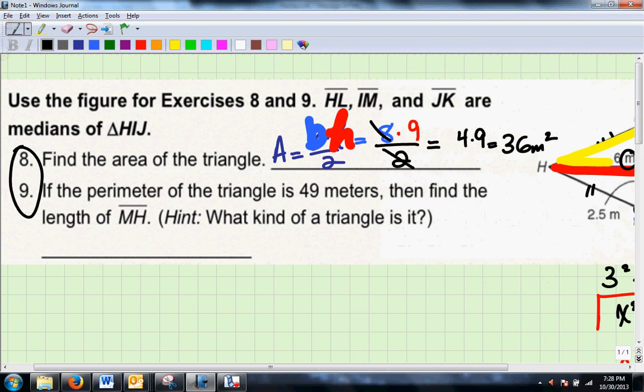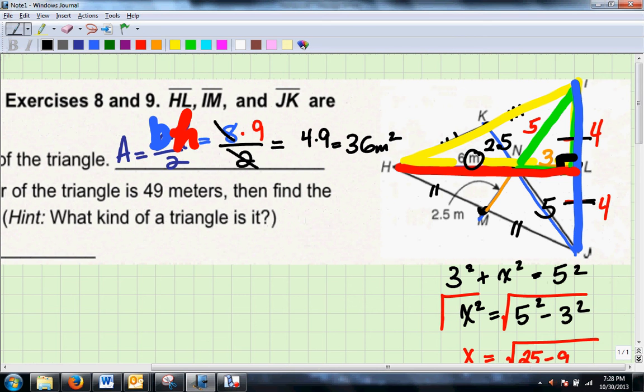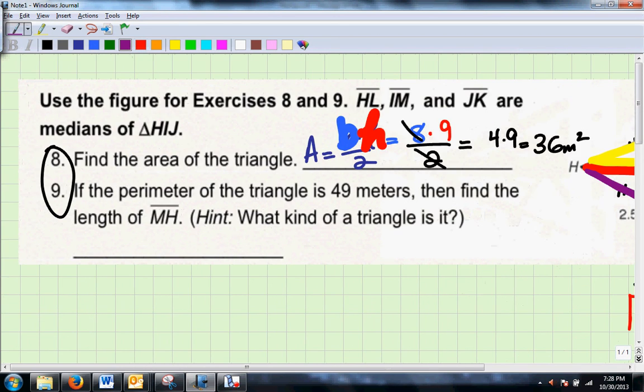It says if the perimeter of the triangle is 49, then find the length of MH. So we want to find the length of MH ultimately, knowing that the perimeter is 49.